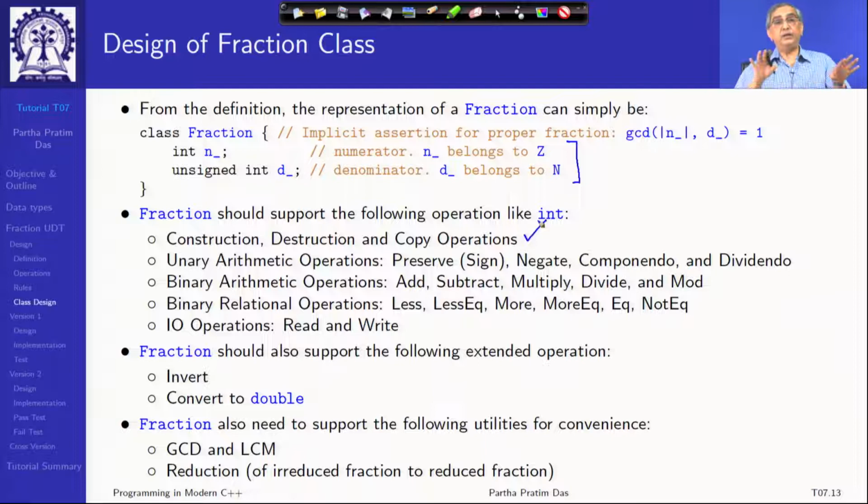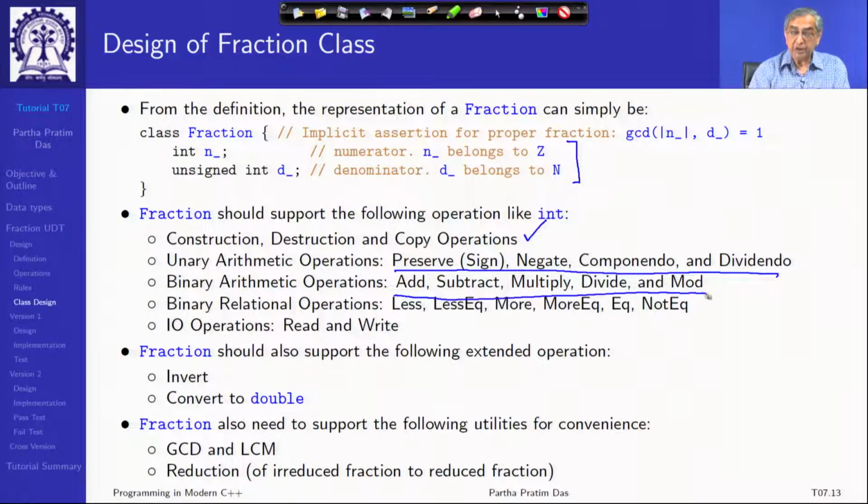Obviously, we will have the usual construction, destruction, copy construction, copy assignment, and so on. We can have different unary arithmetic operations, like taking the negative of a fraction, doing a componendo, that is adding 1, subtracting 1. We can do binary operations of add, subtract, all that. We can do Boolean relational operations, that is comparing two fractions, less, less than or equal to, and so on. Certainly, we can do read and write.